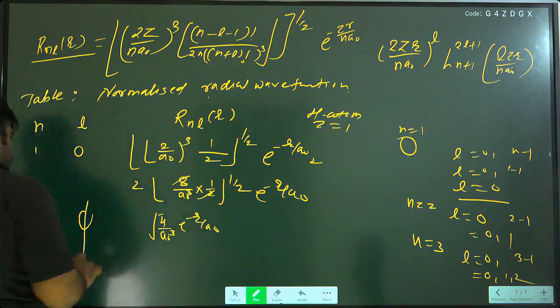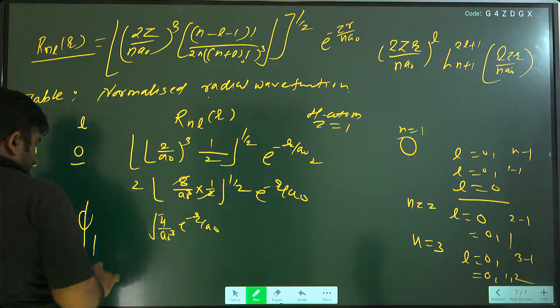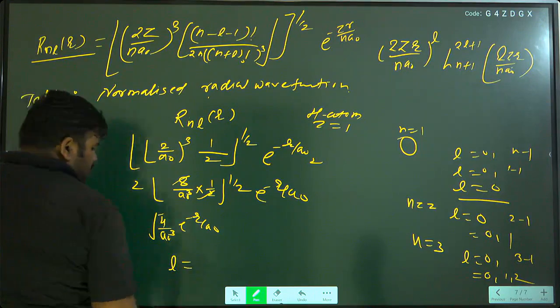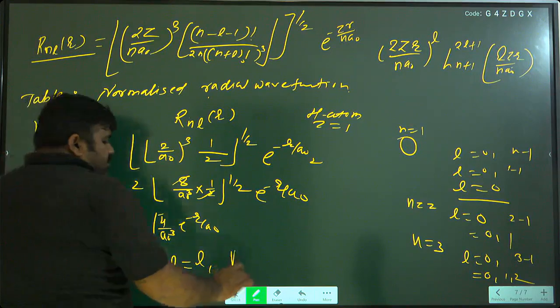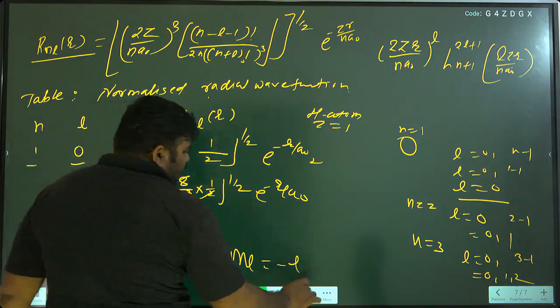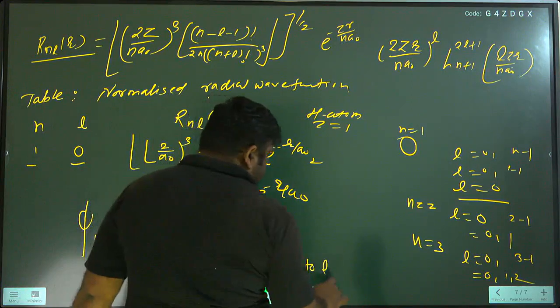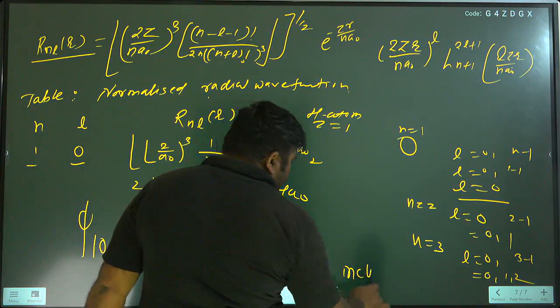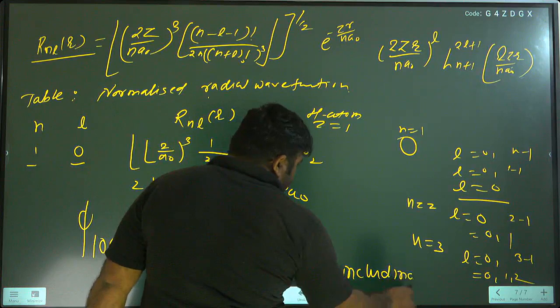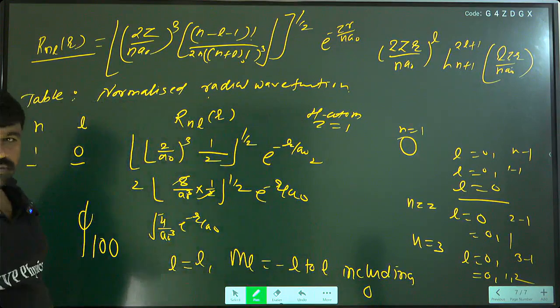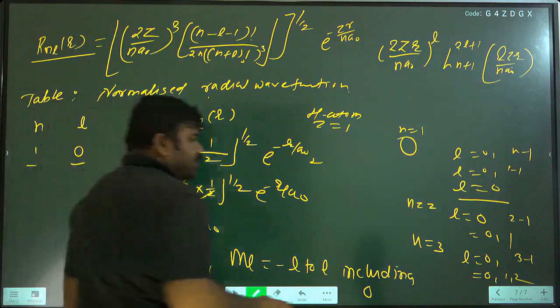This is for which case? N is equal to 1, L is equal to 0. N is equal to 1, L is equal to 0, M is equal to 0. We know that. What is the value of L? L is equal to, suppose something. L is equal to EL. Then what is the value of ML? ML is equal to minus L to plus L, including 0. Including 0 होता है, समझ में आ रहा है? Including 0. But here L is equal to 0, then minus 0 to plus 0 including 0 means we are getting only the single value 0. Okay, next.